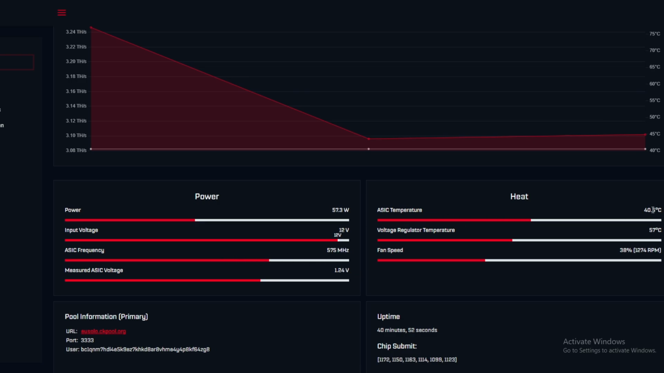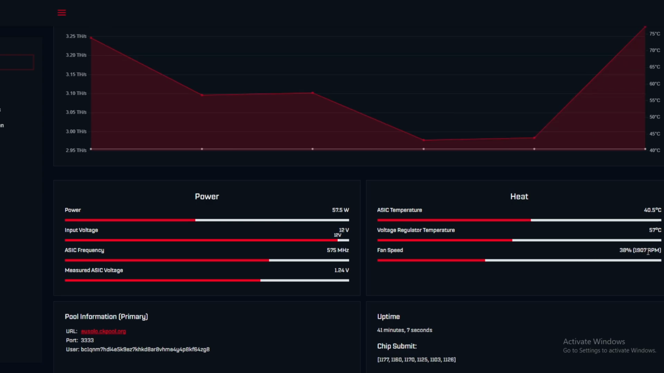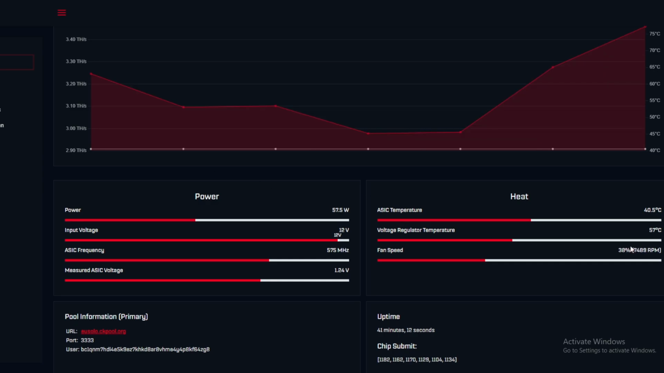And the temperature is around 40.5 degrees with the voltage regulator at 57. The fans aren't even really running that much in terms of the RPM, so around 9,000 RPM. So around 38%, which is actually pretty good. Also, this RPM figure changes, as you can see right there. I think it's trying to deliberate between the two fans that are actually running, so it's not showing the correct RPM on there, but the fan speed is correct in terms of a percentage.